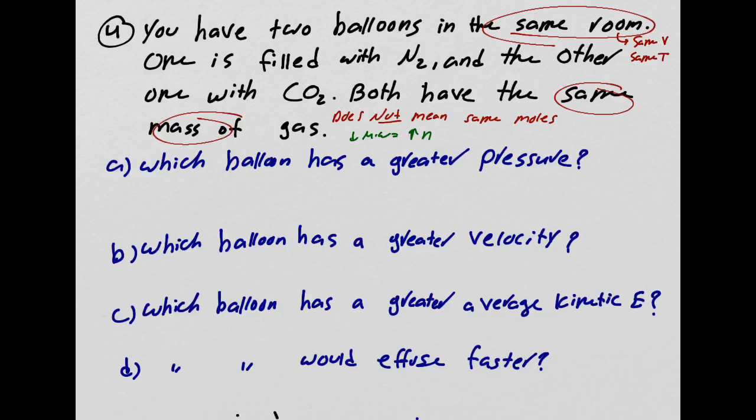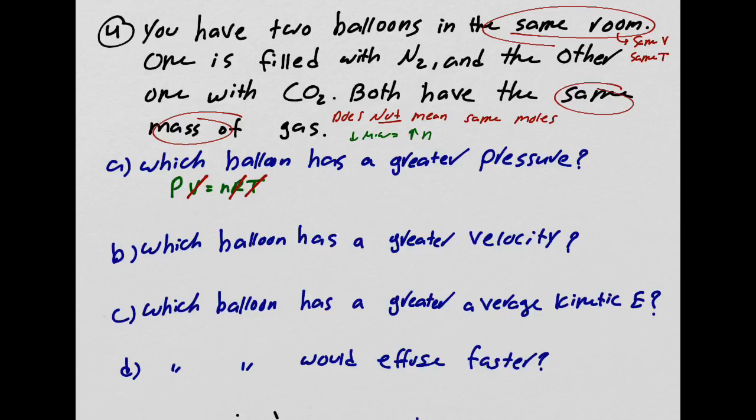Okay. So it says, which balloon has a greater pressure? Let's do this together. Greater pressure, so I'm talking about gases. PV = nRT is what I know. I'm in the same room, so I have the same volume. That's going to go away. And I have the same temperature. That's going to go away. And the R will also go away.